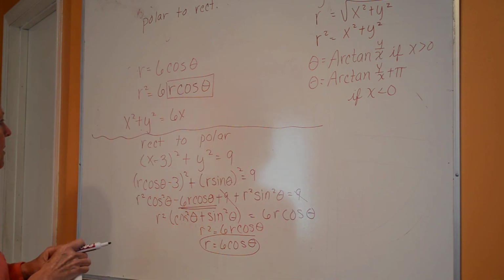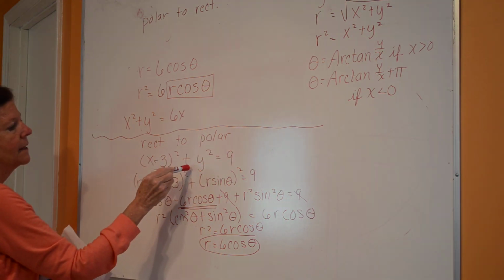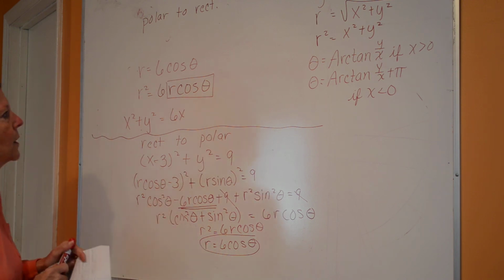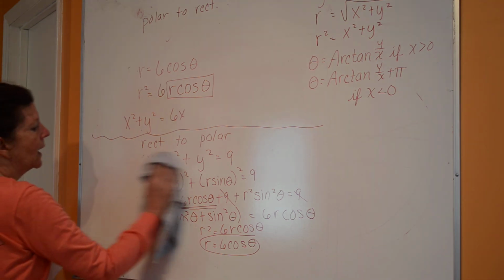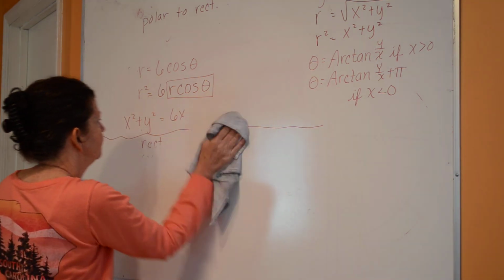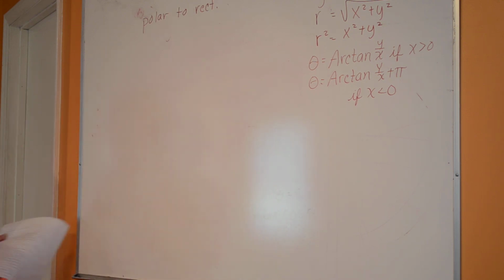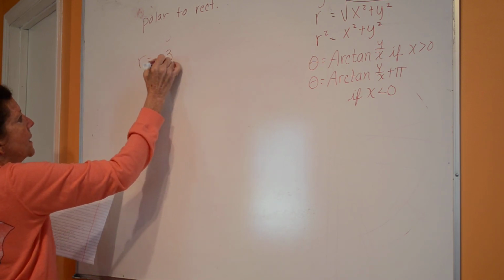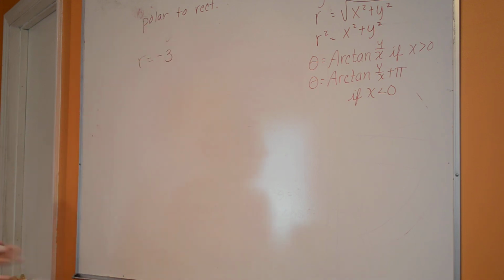Now, if you were to think of this on a rectangular path, this would be a circle, and you know that the polar equation also graphs a circle, so it makes sense, or it should. Okay, now I want you to try a couple. r is equal to negative 3. I want you to change it from polar to rectangular and then come back.